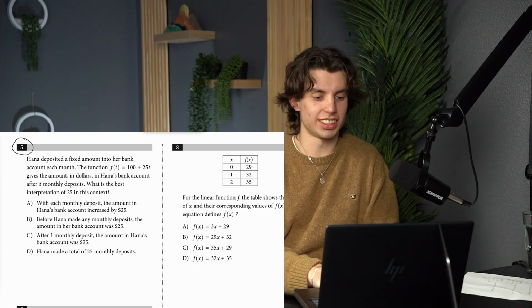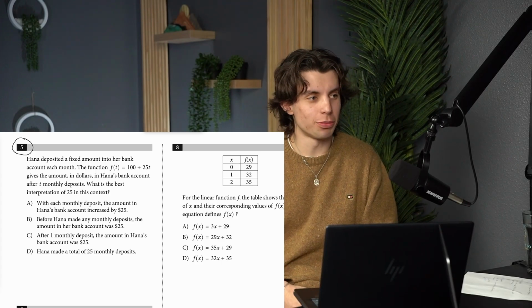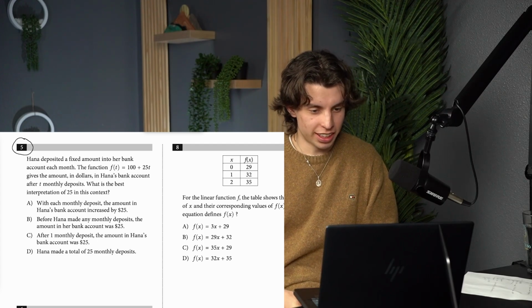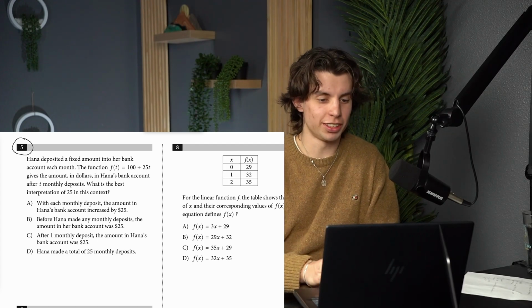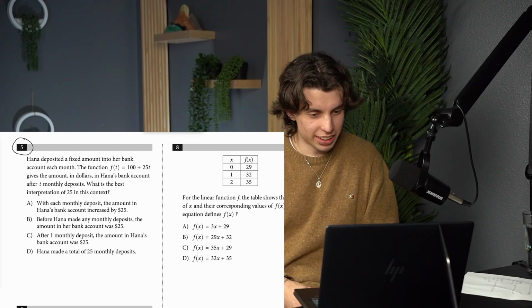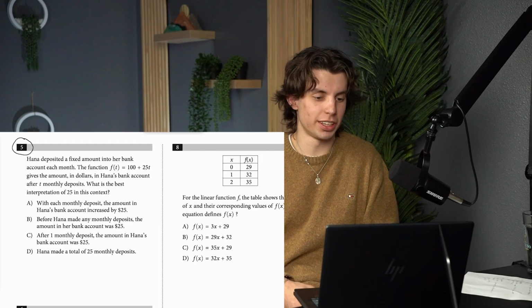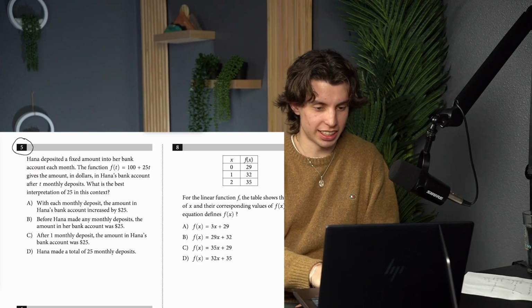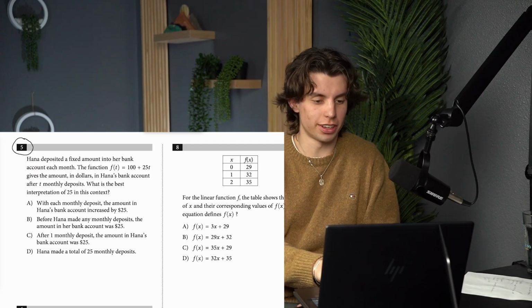So the first sentence tells you that the following function is representing how much money she has in her bank account at the end of each month. And then you get your function, and then you can easily see that it's a linear function. Totally. And then the last question is just asking what is the interpretation of 25, which is next to t, so that's the slope of the function.